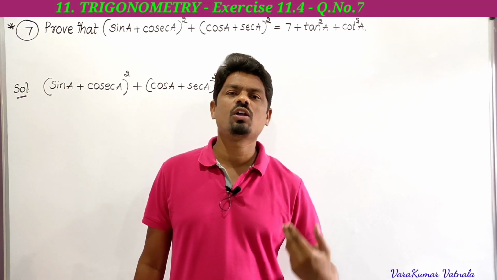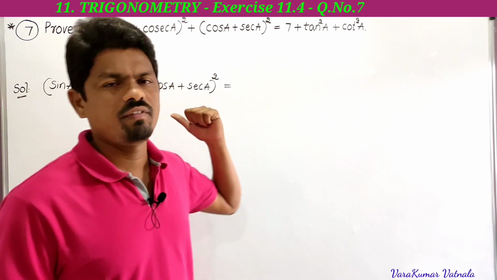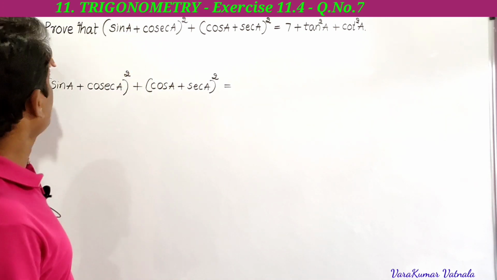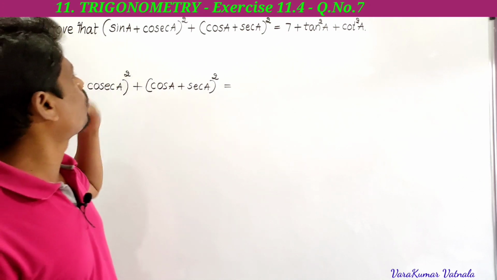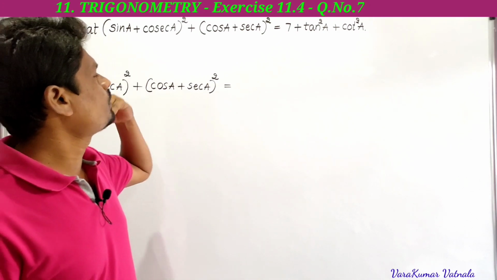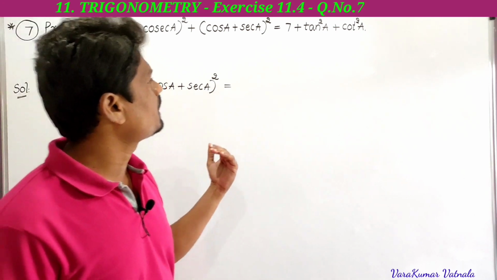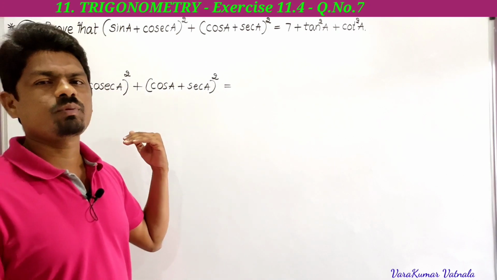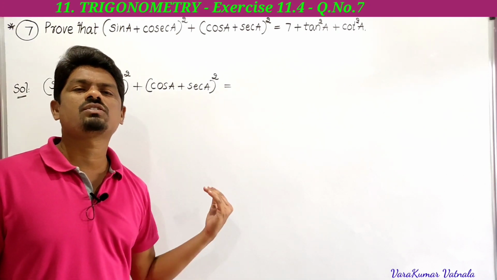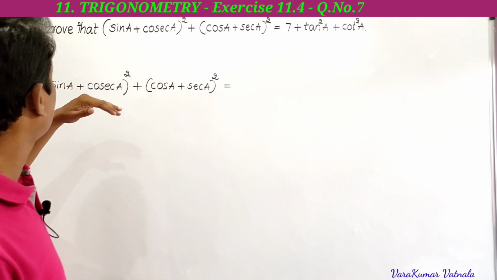Now we are going to solve problems from exercise 11.4. This is the seventh problem. See here what he is asking. Prove that (sin A plus cosec A) whole square plus (cos A plus secant A) whole square is equal to 7 plus tan square A plus cot square A. Very important problem. So many times he asked for 4 marks. So see here how we can prove it.